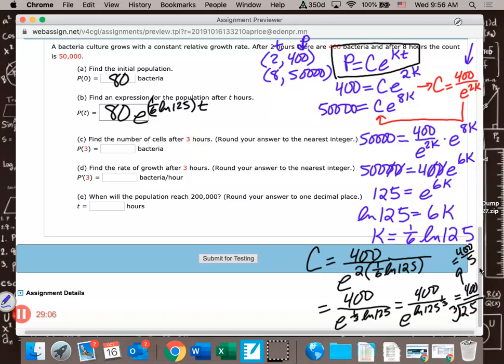All right, okay, so now we're going to find the number of cells after 3 hours. All you're doing is plugging in whatever number is here in for t. And then it says to round to the nearest integer, so you put that in your calculator and round it. Be careful how you enter it in your calculator, because this is a little messy.